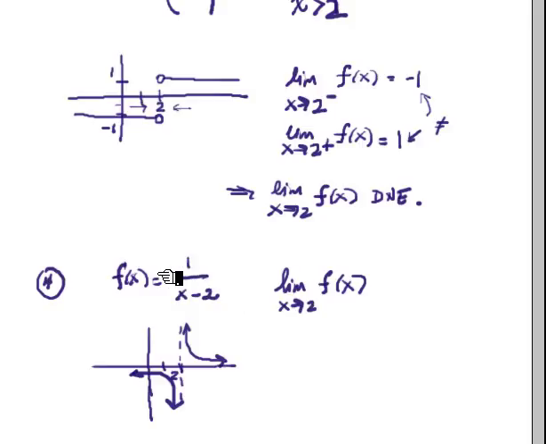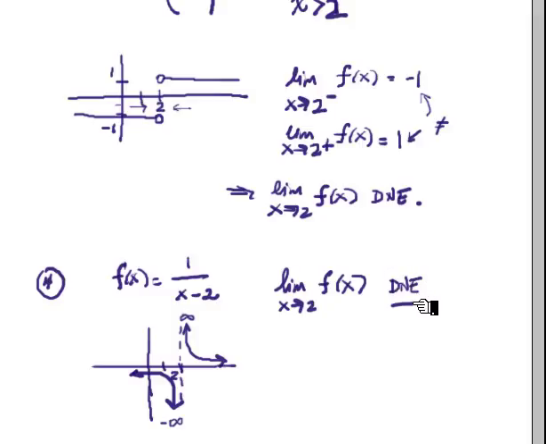The next example, f of x is equal to 1 over x minus 2, and we want to take the limit as x goes to 2 of f of x. So here's the graph. This function has a vertical asymptote at x equal 2. To the right of 2, the function is going all the way up to infinity. And to the left of 2, the function is going down to minus infinity. So the limit as x goes to 2 does not exist.